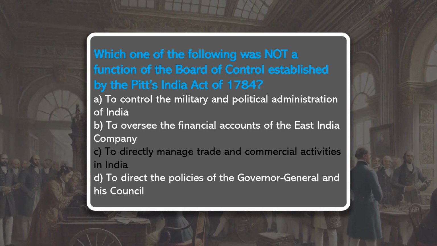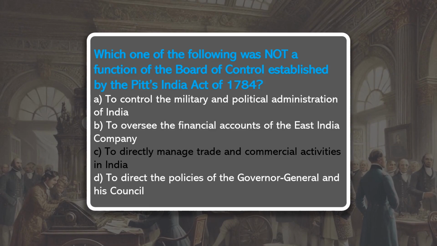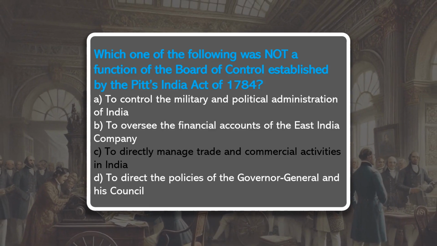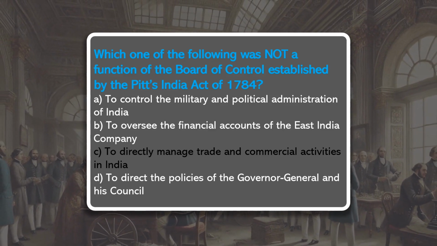Why? While the Board of Control was responsible for overseeing political and military operations, it did not manage trade. Trade remained under the control of the East India Company, which continued to function as a commercial entity.